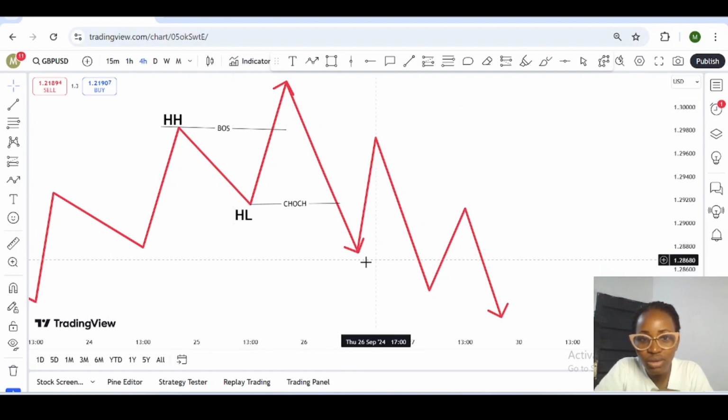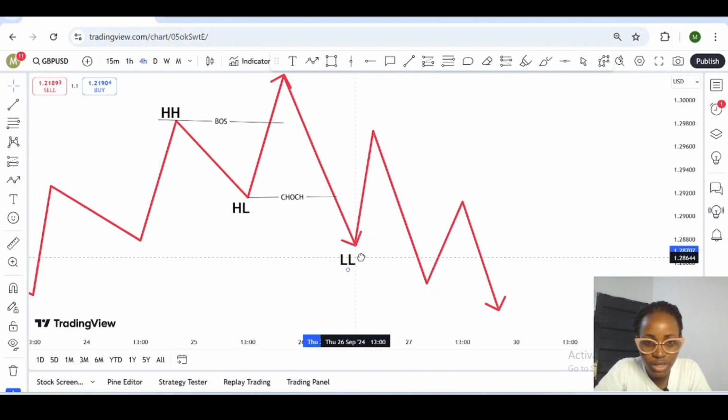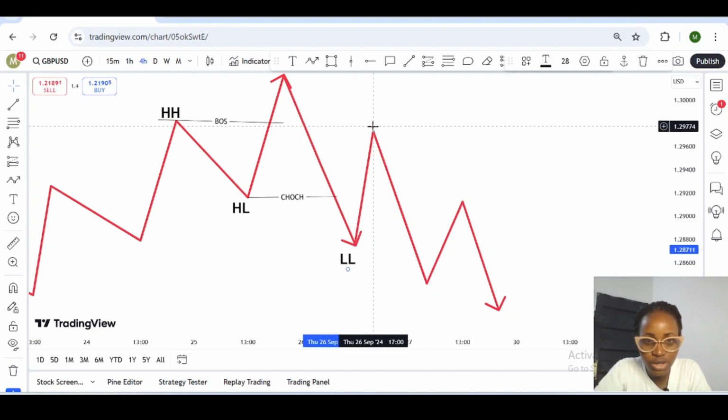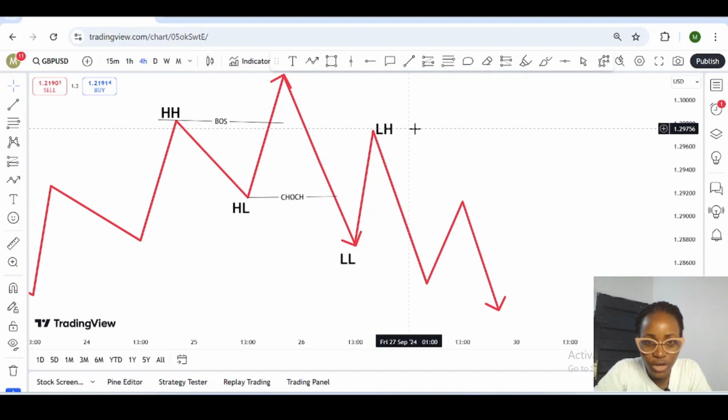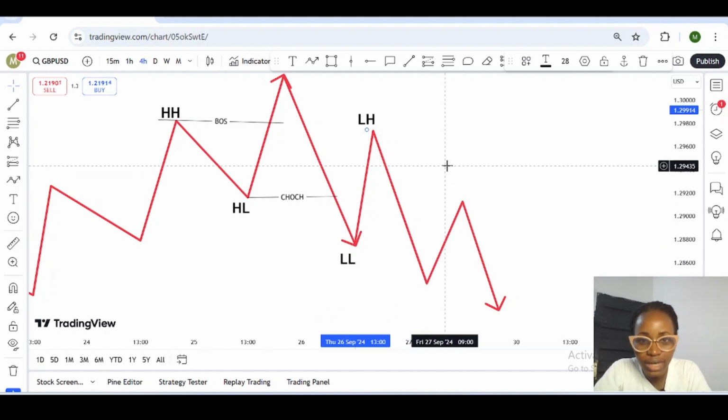All right, so now let's start identifying. If price is in a downtrend, we want to see a series of lower lows and lower highs. Okay, now this point is our lower low. Here is our lower low, and here is our lower high. So for a downtrend, we want to see a series of lower lows and lower highs. Now that leads us to the next rule that is going to help us understand what a downtrend is based on smart money concepts.